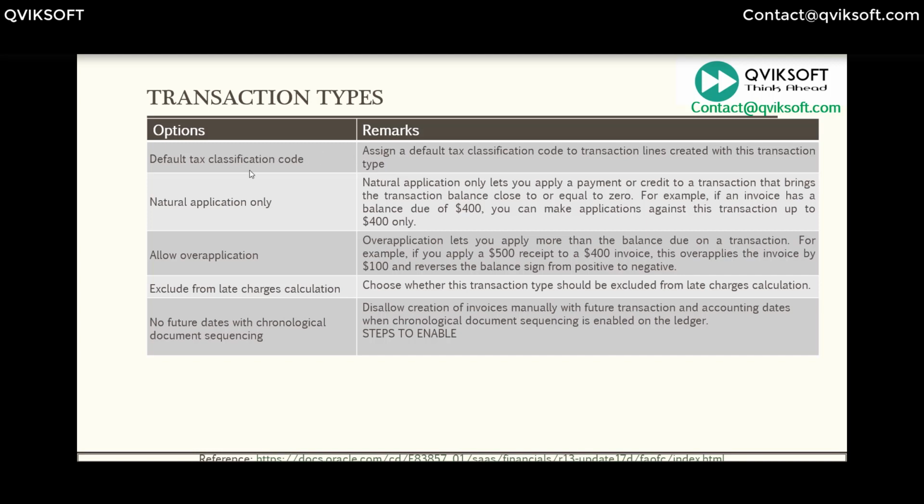Natural application only. Natural application means, in this example, if the invoice has a balance due of 400, you can make an application against the invoice only up to 400. So you cannot apply more than the invoice balance.